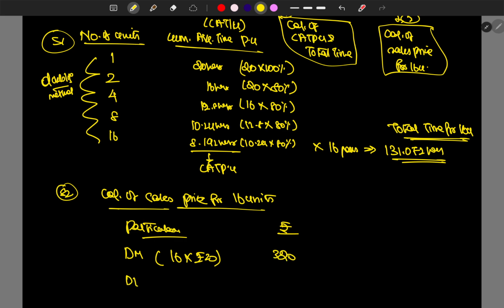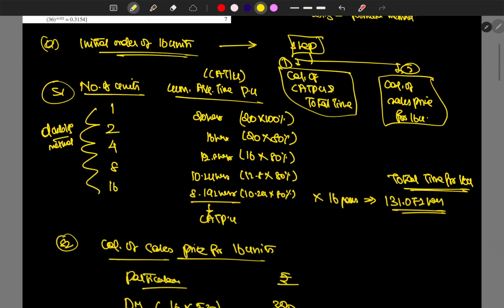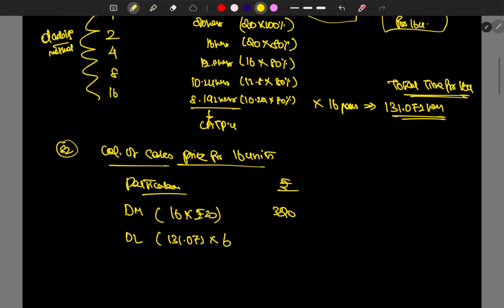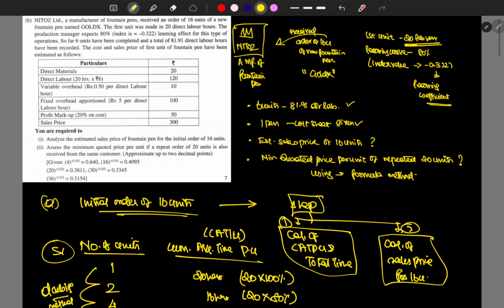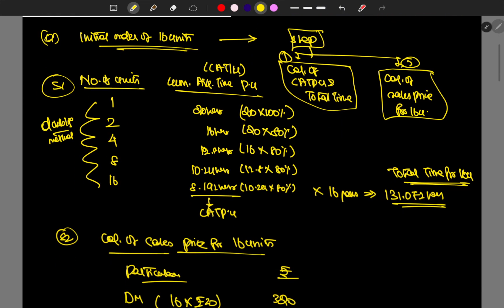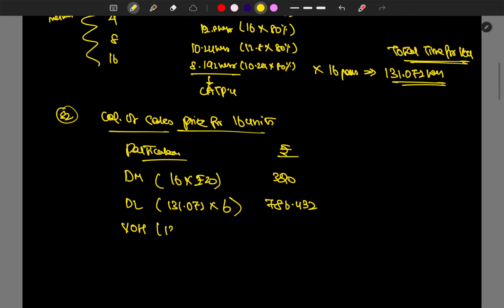Then direct labor, which is 131.072 hours into 6 rupees. 131.072 into 6 is 786.432. Then variable overhead, which is 0.5 per direct labor hour. Direct labor hours is 131.072 into 0.5.